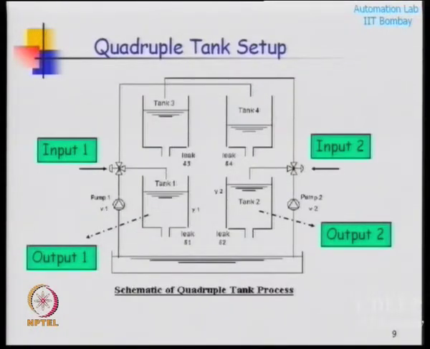okay, let us take this good old example of quadruple tank. I have two inputs and two outputs. The question is, which input? I want to put two PI controllers or two PID controllers, whether level 1 and input 1 or level 1 and input 2. Okay, that is the question.